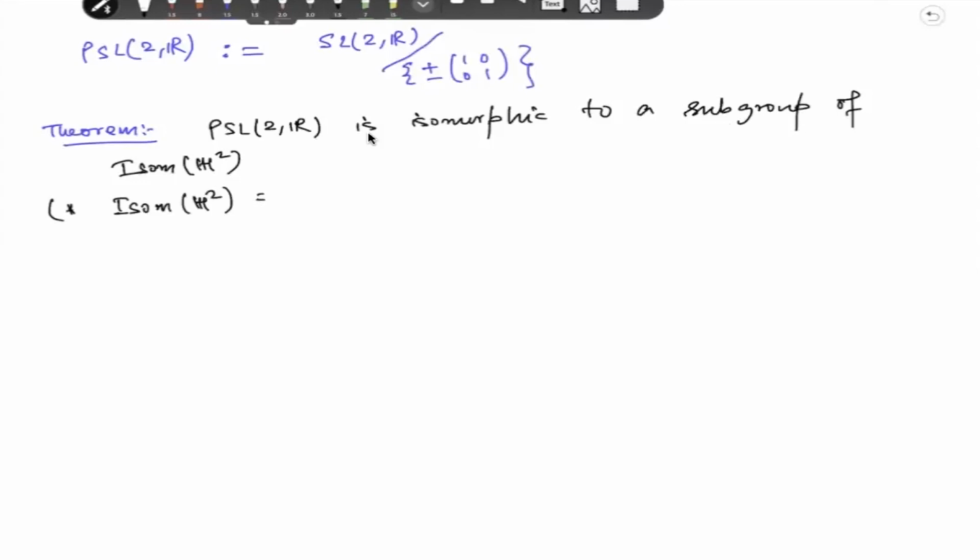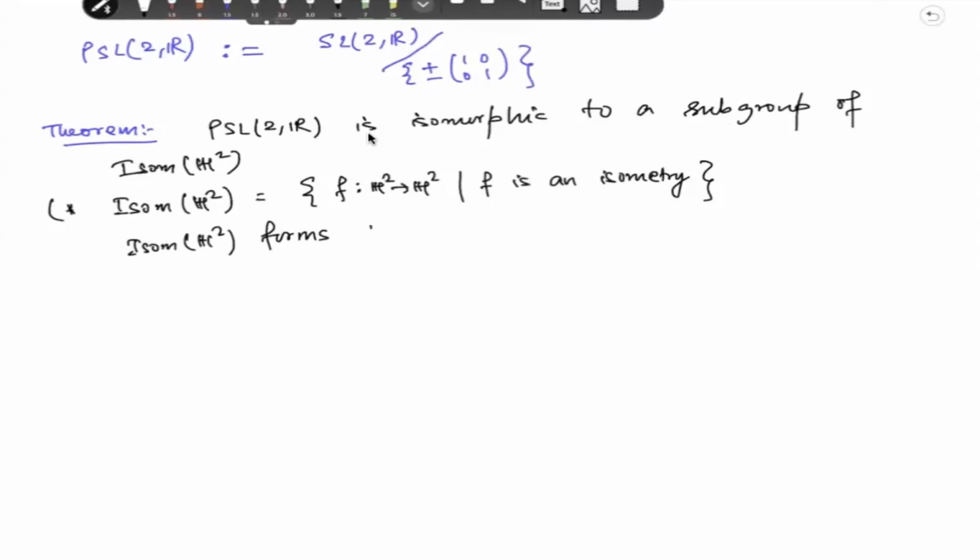So what is this thing? It is the collection of all isometries of this upper half plane, that is, maps from H2 to H2 that preserve distance. This set forms a group, and the binary operation is the composition of maps. So PSL2R is isomorphic to a subgroup of the isometries of this upper half plane. So let us go to the proof of this.